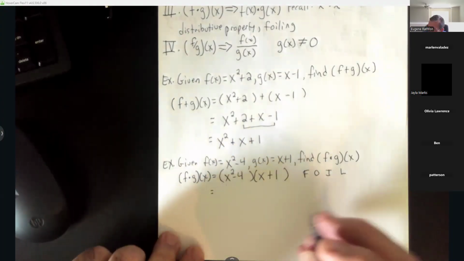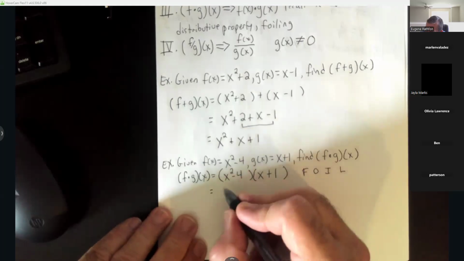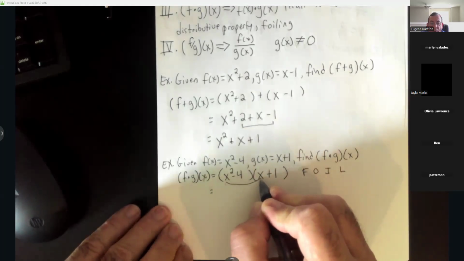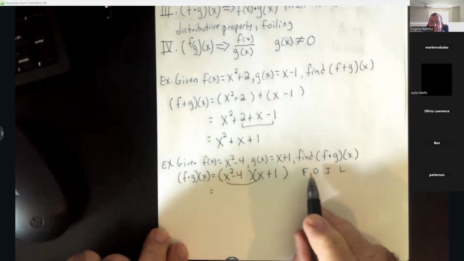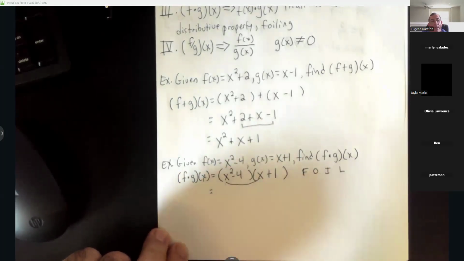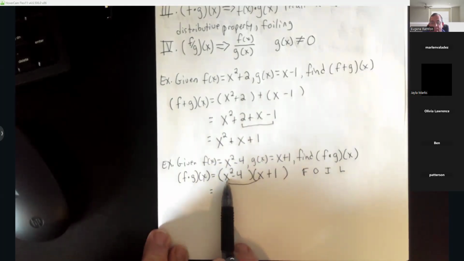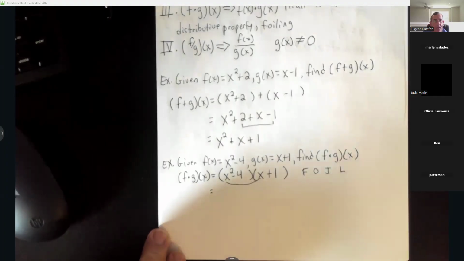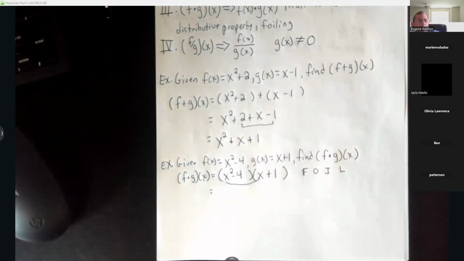So y'all watch this. So foiling is the first one from the first parentheses times the first one in the second. So that means the first ones get multiplied. So let me ask y'all this. Here's the x squared times the x. What would y'all put on that? Now, Ben, is when I'm going to put that x cubed. Good job.